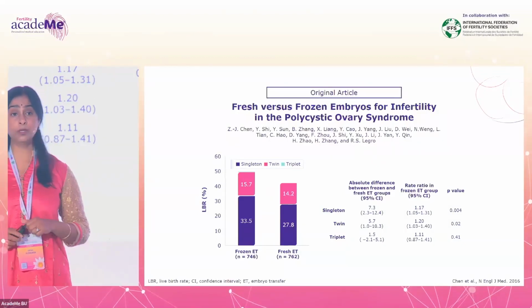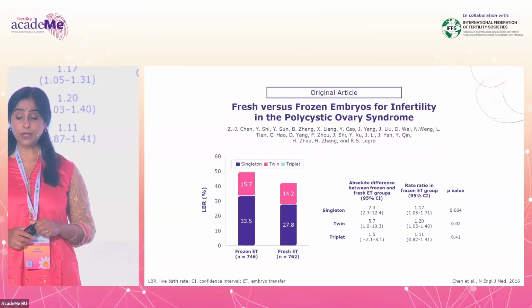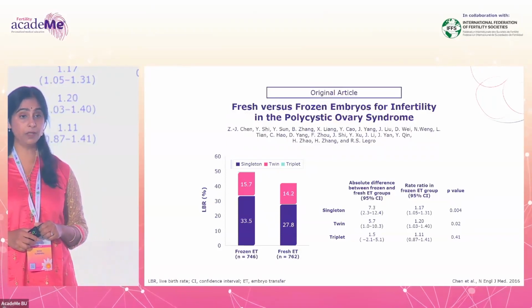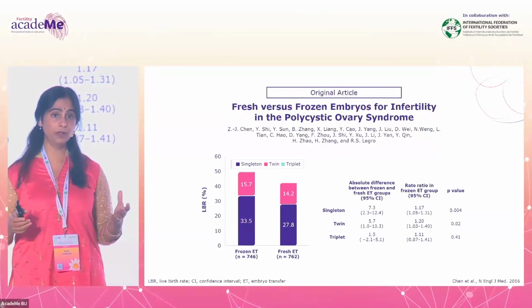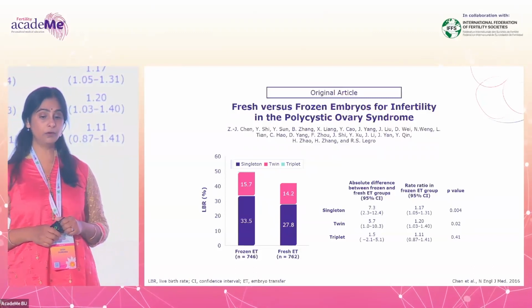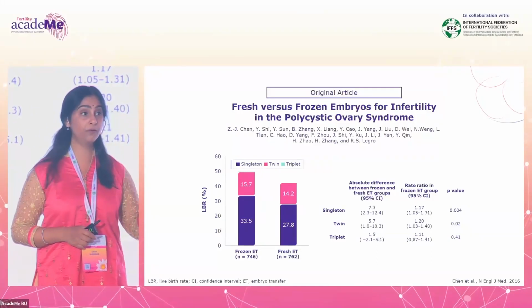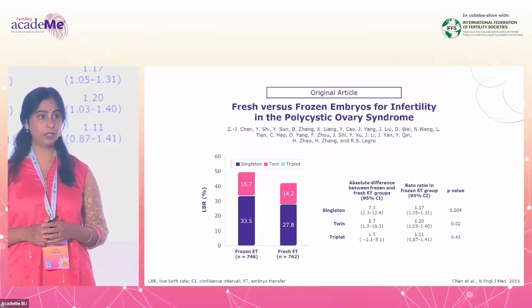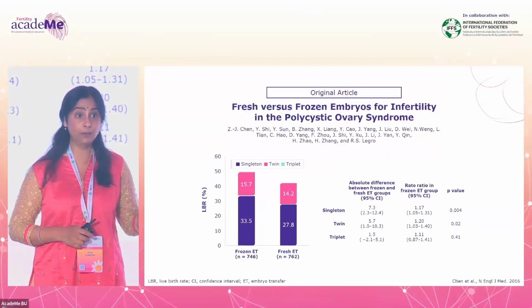What is the evidence from randomized controlled trials? This is a very well-known study we're all familiar with, comparing fresh versus frozen embryo transfers in women with PCOS. PCOS women are likely to be high responders. In these women, this large randomized controlled trial showed significantly higher live birth rate with a freeze-all strategy and frozen embryo transfer as first line, compared to fresh embryo transfer as first line, in women who have PCOS, who are likely to be hyper responders.